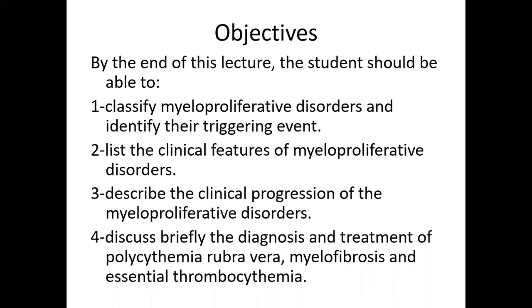The objectives: by the end of this lecture, the student should be able to: 1. Classify myeloproliferative disorders and identify their triggering event. 2. List the clinical features of myeloproliferative disorders. 3. Describe the clinical progression of the myeloproliferative disorders. And 4. Discuss briefly the diagnosis and treatment of polycythemia rubra vera, myelofibrosis, and essential thrombocythemia.